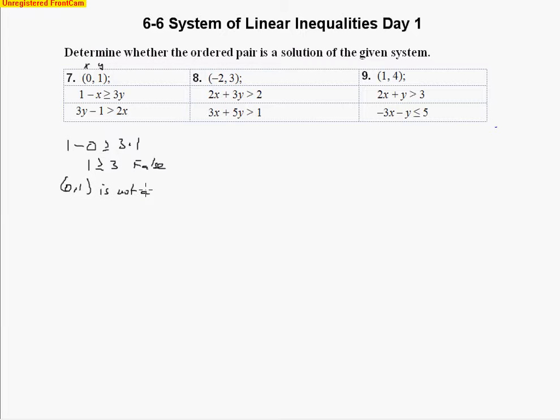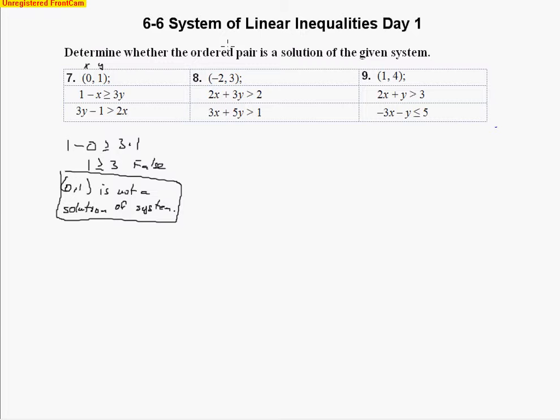So since I've got one that's false, that tells me that 0, 1 is not a solution of the system. And so the system is both inequalities. But once I find out it does not work with one, I know it's not a solution of the system. So even if it worked for this one, it wouldn't matter because it has to work for both. So let's try this next one.